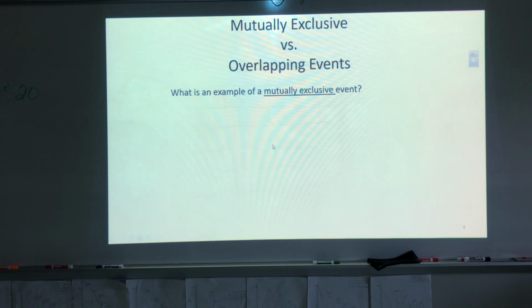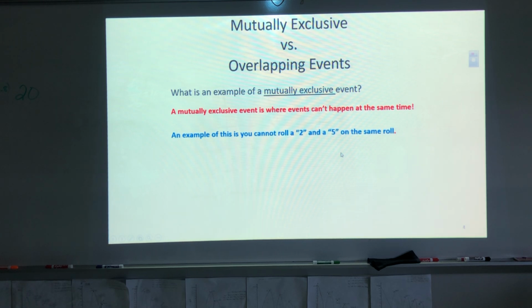So we want to talk about mutually exclusive versus overlapping events. Does anyone know what a mutually exclusive event could be? Okay, a mutually exclusive event is two things can't happen at the same time. All right. A good example of this: if you roll a die, you cannot land on a 2 and a 5 at the same time. They are mutually exclusive from one another, and that's it. You can't do it. So, how would it appear in a word problem?